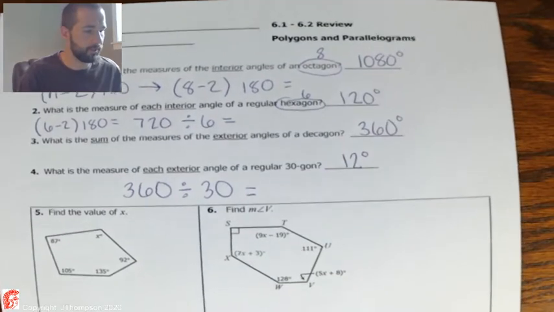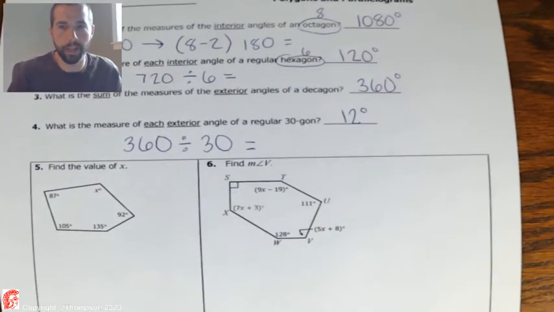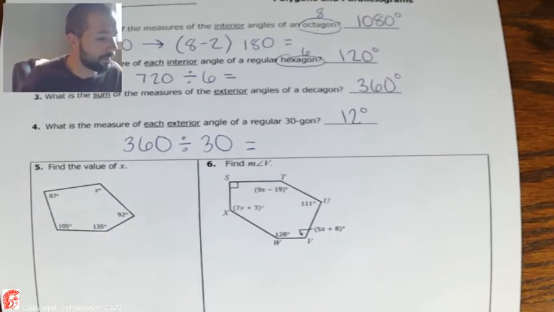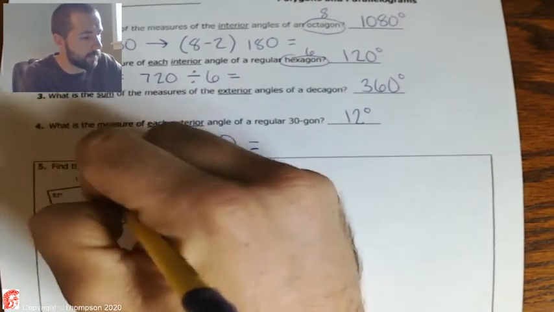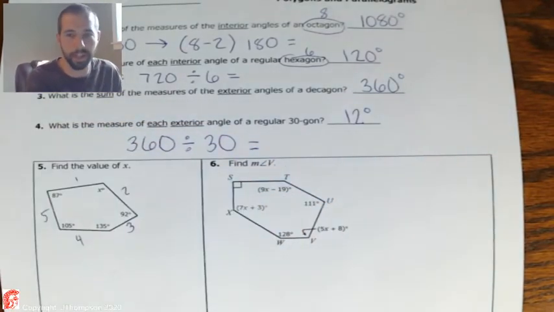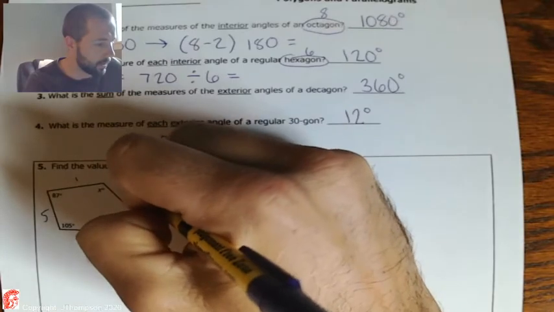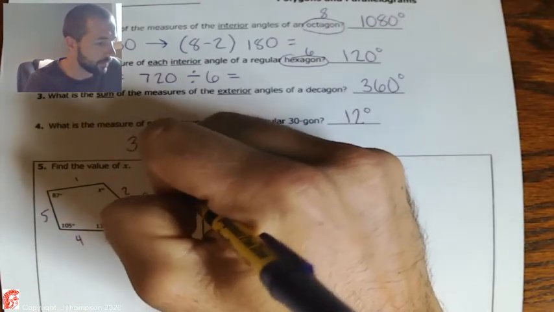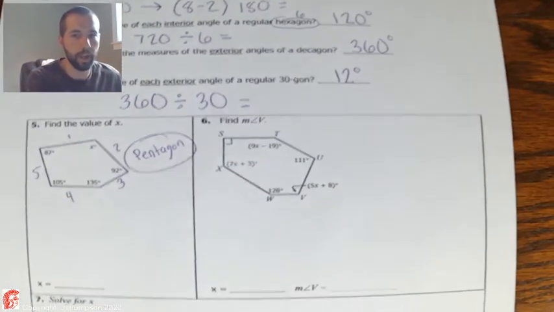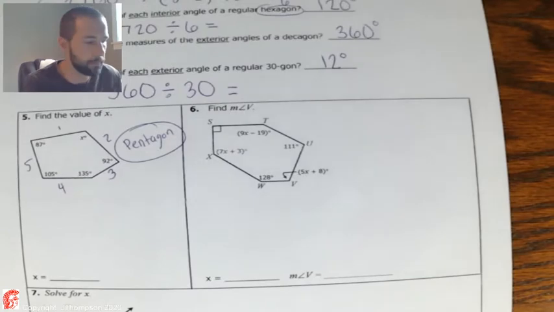Okay, so moving on to number 5. Now we're going to be looking at other polygons that aren't regular. They have a bunch of different angle measures. So number 5, if we count the sides up, 1, 2, 3, 4, 5. We have 5 sides, so it's a pentagon. So if you want to make a little note of that, good ones to remember. But the name doesn't really matter here. What we really need to know is, what do those angles all add up to?